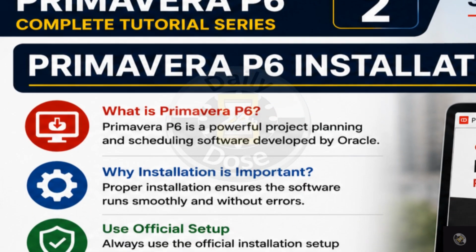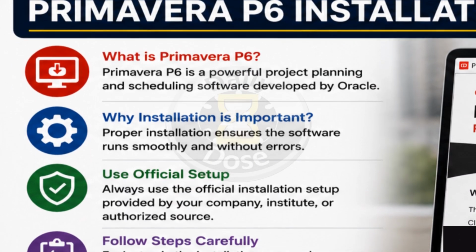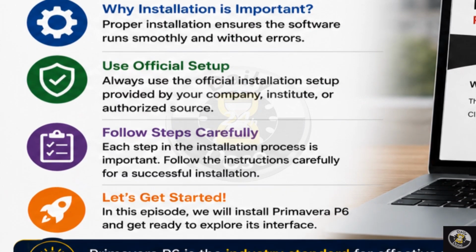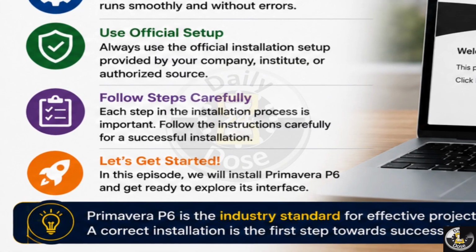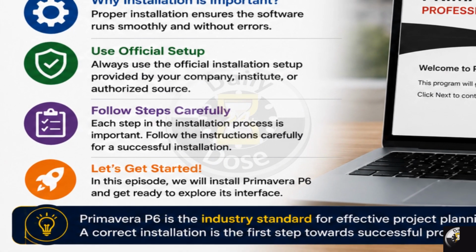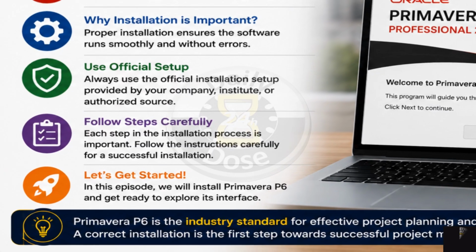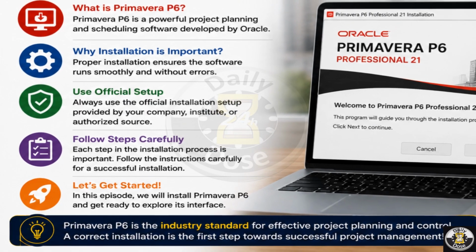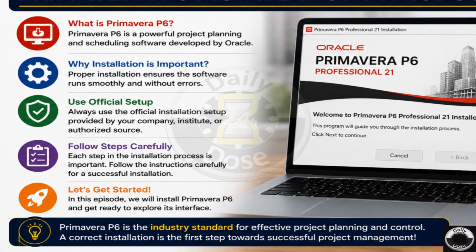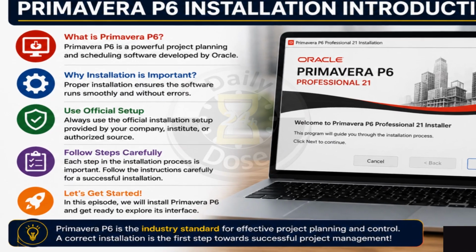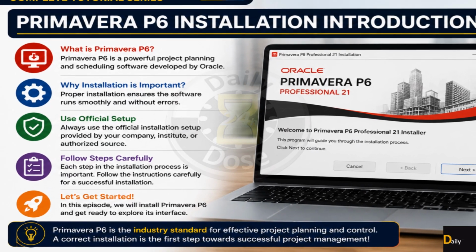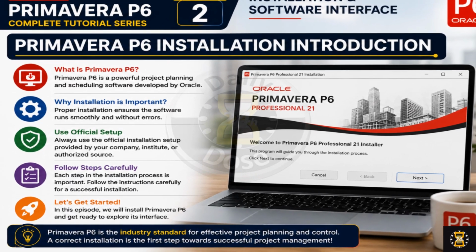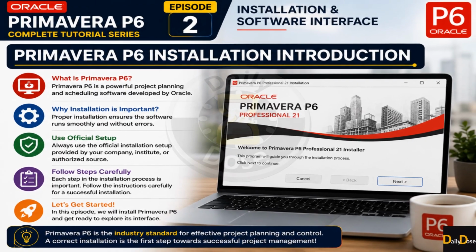Primavera P6 Installation Introduction. First, let us understand the installation process. Primavera P6 is professional project planning software developed by Oracle. Before using the software, we need to install it properly on our computer. Always use the official installation setup provided by your company, institute, or authorized source.